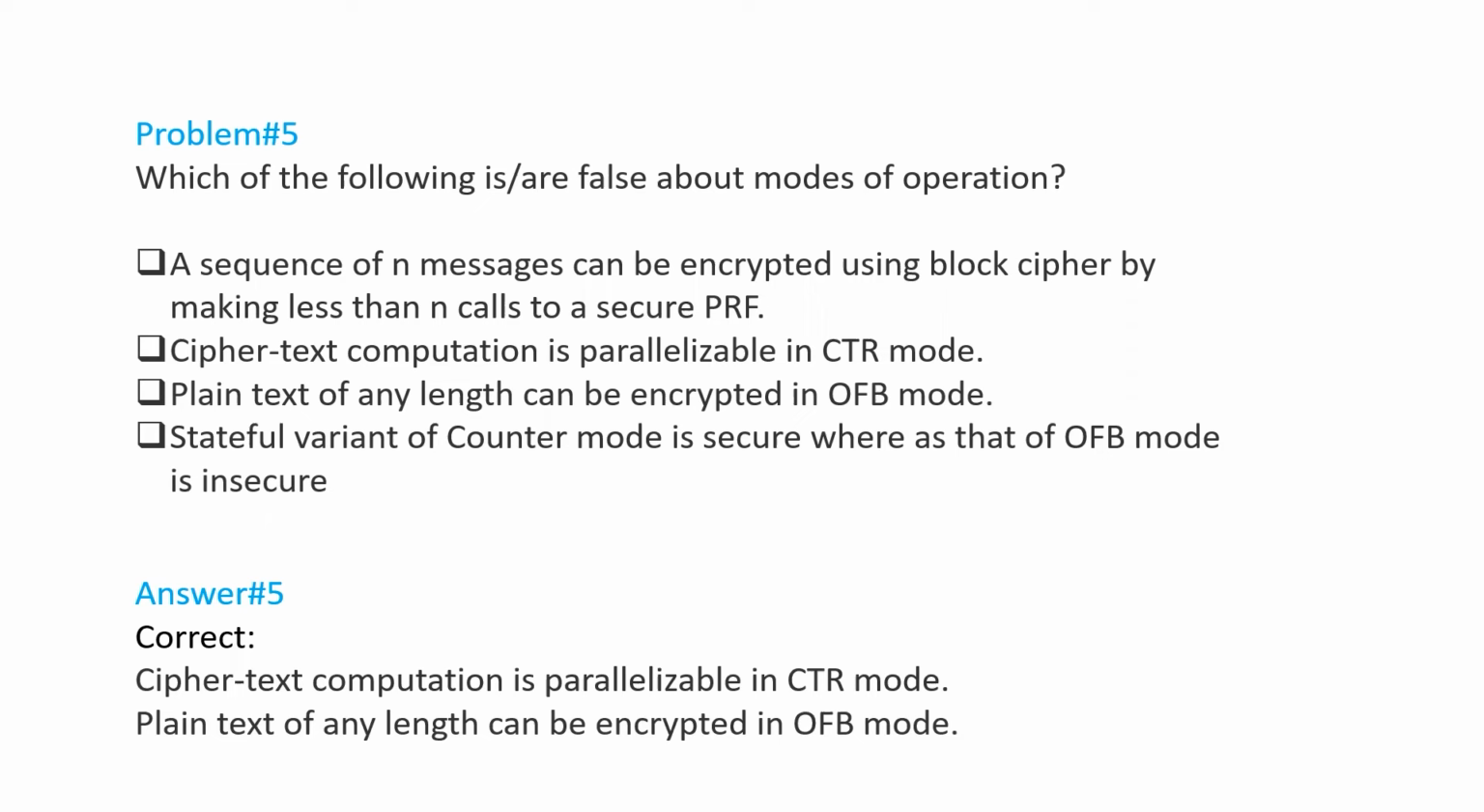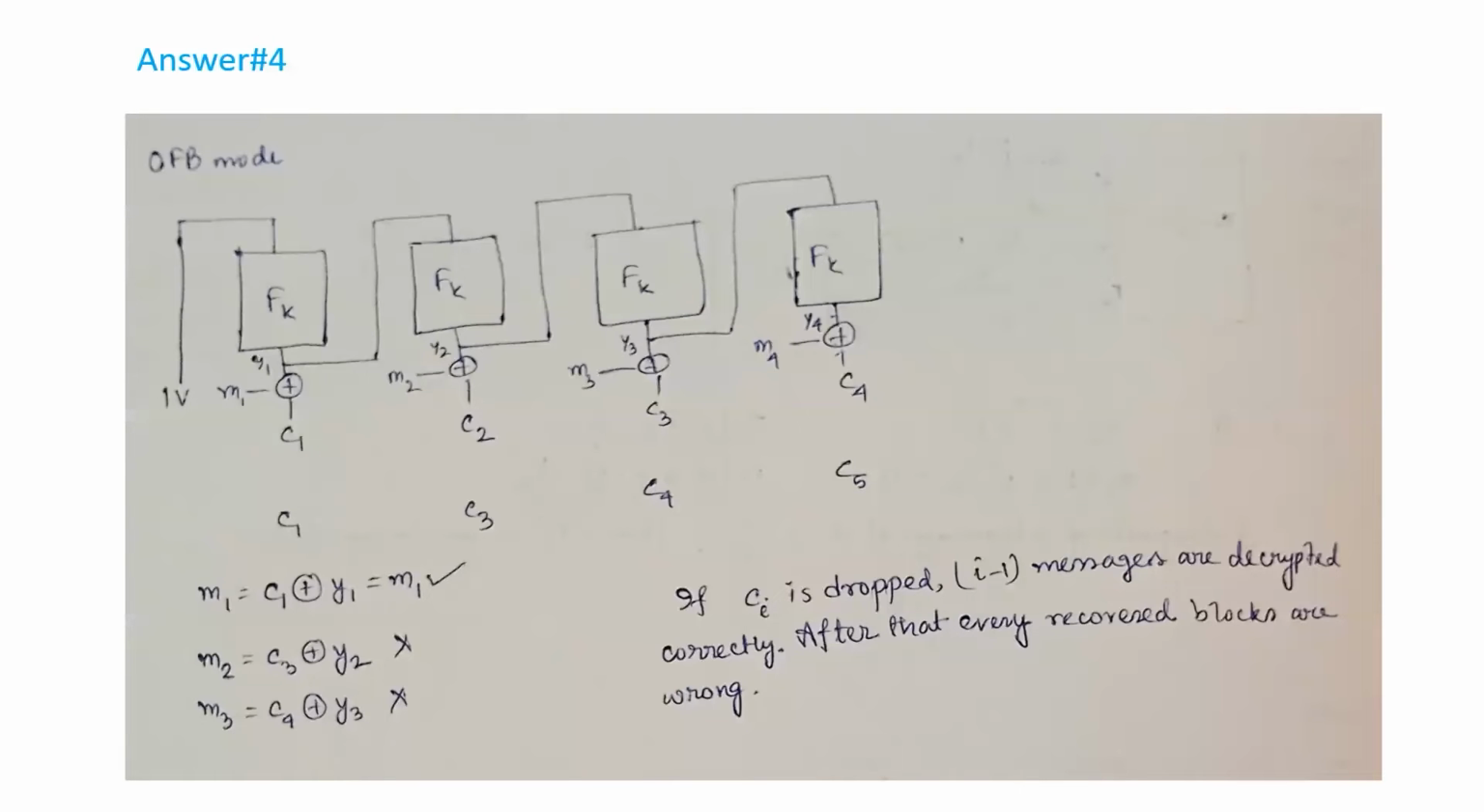Yes, it is, because the main reason for converting OFB mode to CTR mode is that in case of OFB mode, the calculation of these Y1, Y2 values was sequential. You cannot compute Y2 unless you have computed Y1, if you remember the previous picture in case of OFB mode. So all these are dependent. Y2 is dependent on Y1, Y3 is dependent on Y2. So this computation is sequential.